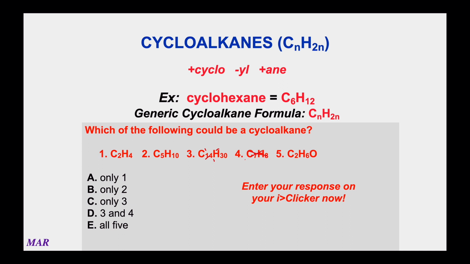There's no oxygen yet, so we can cancel out that one. However, the ones on the left, it's not impossible, because for example, in the first one you have 2 carbons, so 2 times 2, 4 hydrogens. That's possible. The second one, n would be 5, so 5 times 2, 10 hydrogens. Both 1 and 2 fit the formula for a cycloalkane.